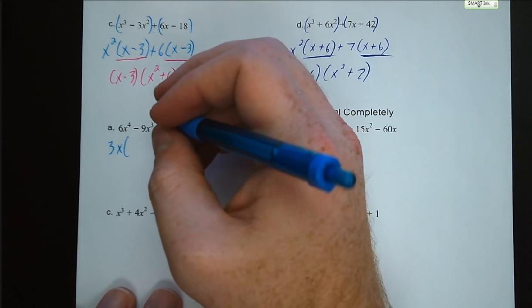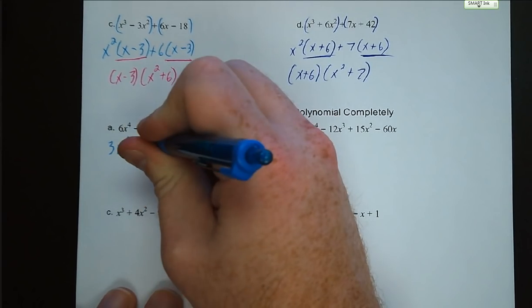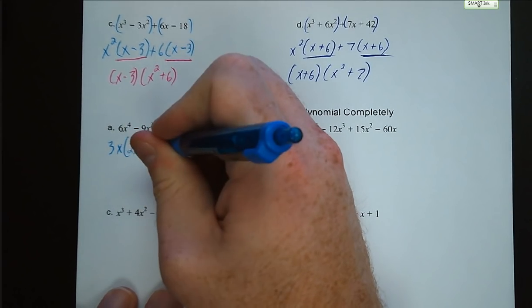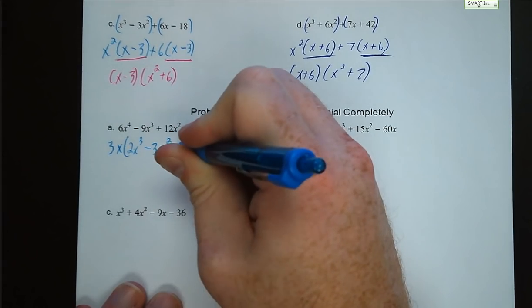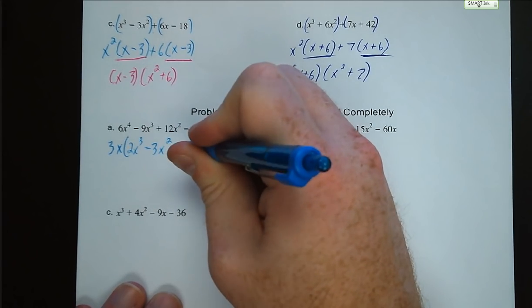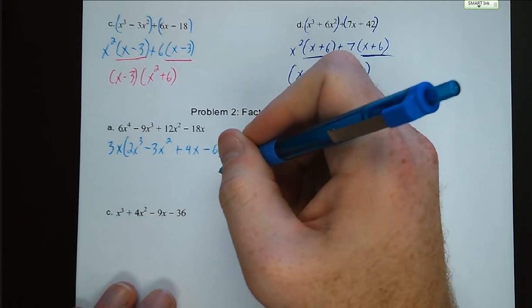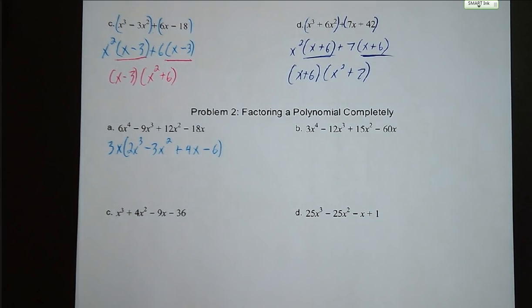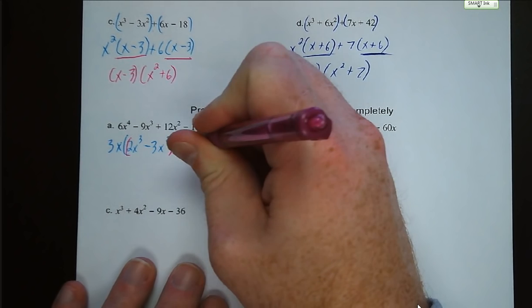6x to the 4th divided by 3x is just 2x to the 3rd. And we have minus 3x squared plus 4x minus 6. Okay? So now inside of those parentheses, we are going to draw in our grouping parentheses.